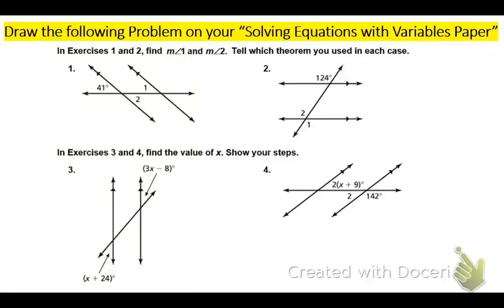Find the measure of angle 1 and angle 2. In order to do this, tell which theorem you use in each case. So basically you're going to tell them what relationship they have. What relationship does angle 1 have with the original angle?